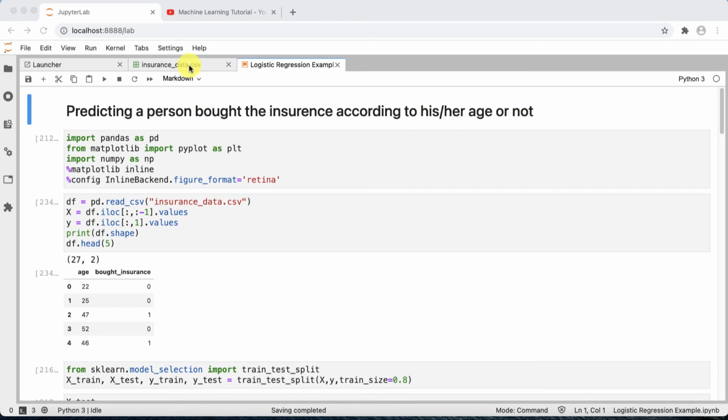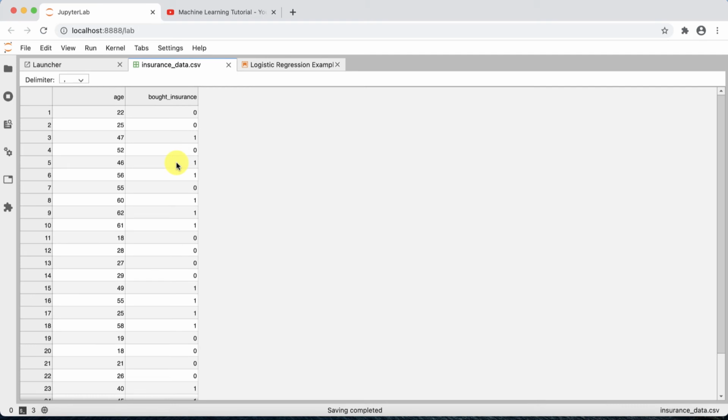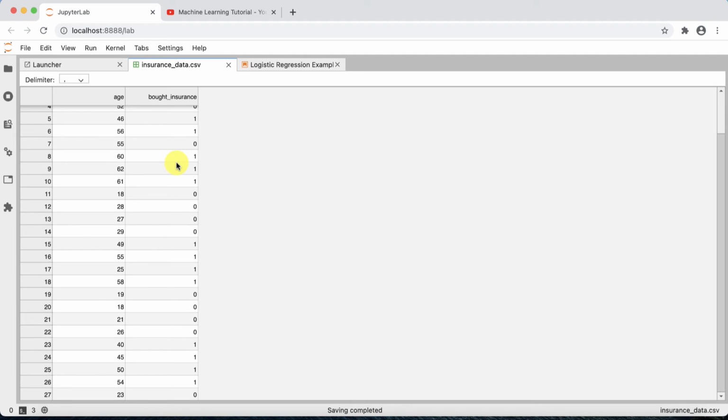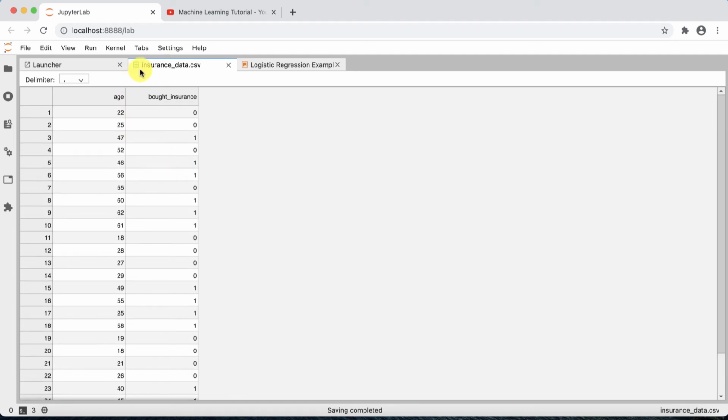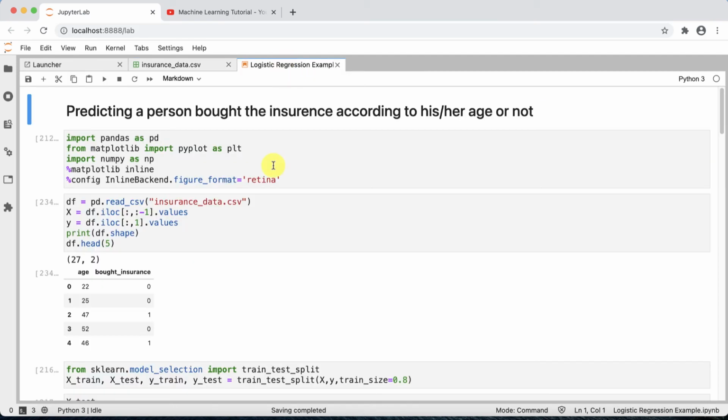This is again a simple data set, easily available on the internet or Kaggle sites for your practice, guys. So you can also find this particular insurance data set on the internet, right? Here in this data set we have two fields. One is age, and according to that the person bought insurance or not. So here 0 and 1. 0 means not, 1 means that person bought the insurance, right? So according to this data set we are now going to calculate the logistic regression.